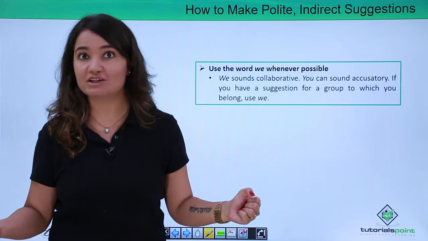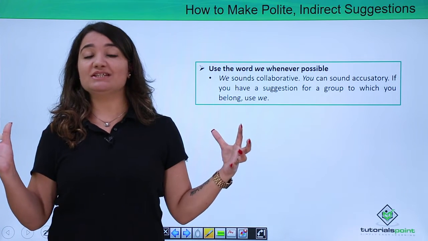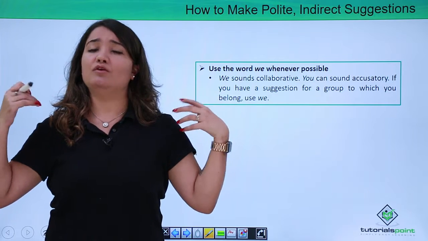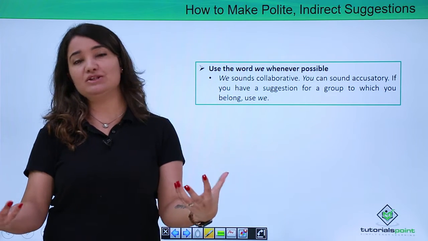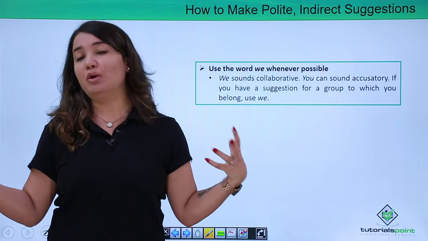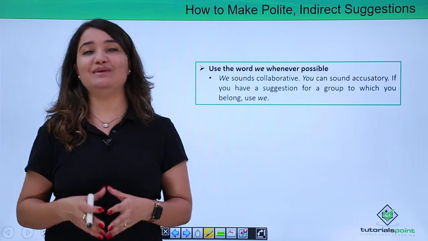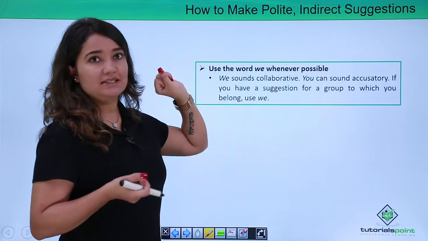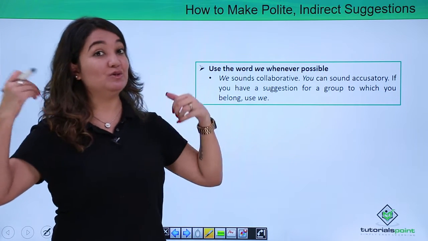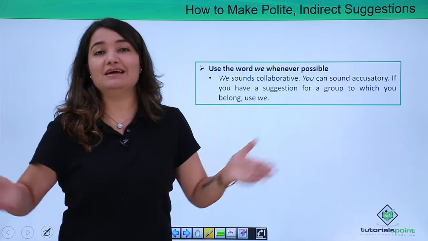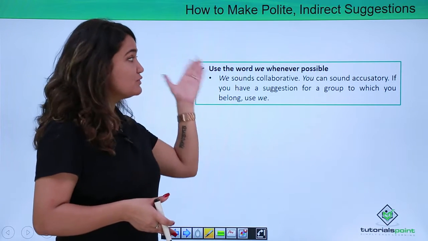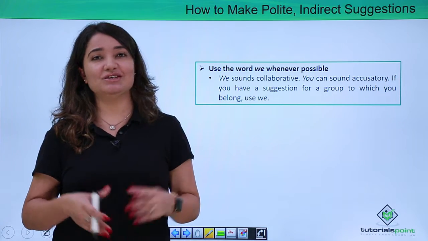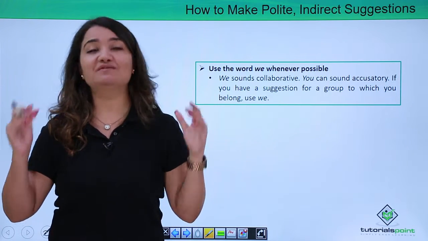So when the same suggestion happens to come from many people together, definitely when the quantity increases, it automatically makes it impactful, which is exactly what this word we does instead of using I. So you might want to use this word if you wish to make a very polite suggestion, and not just polite, but a very impactful suggestion.